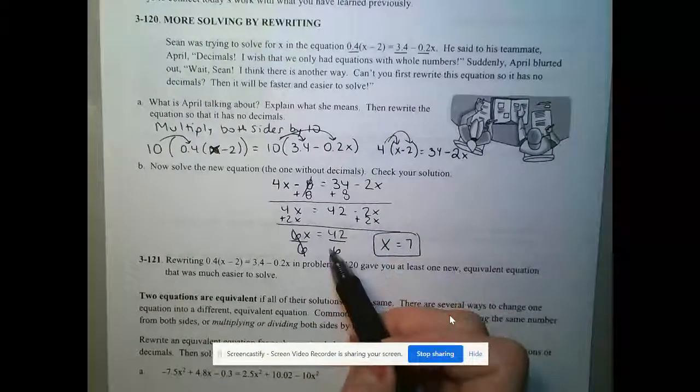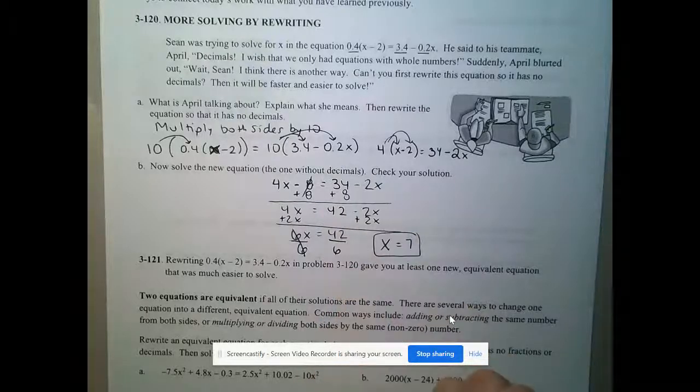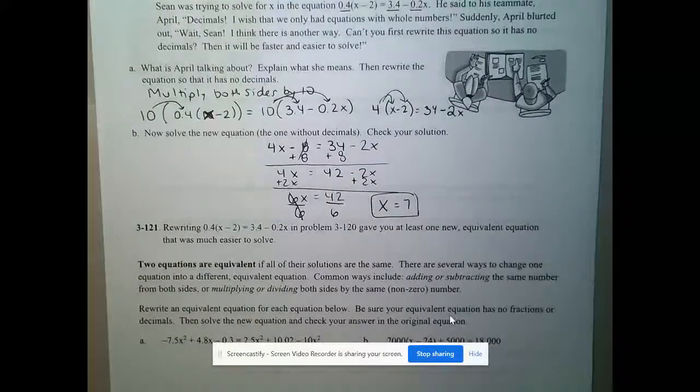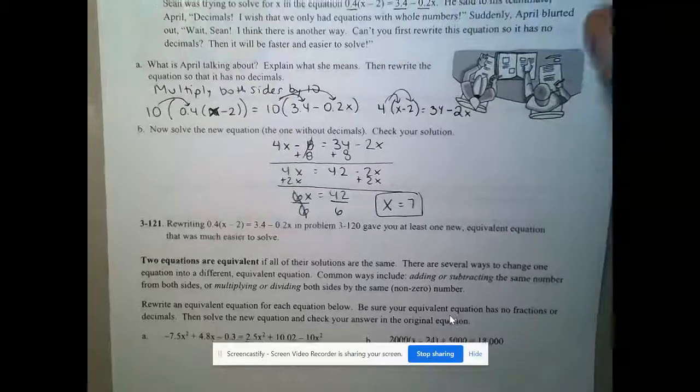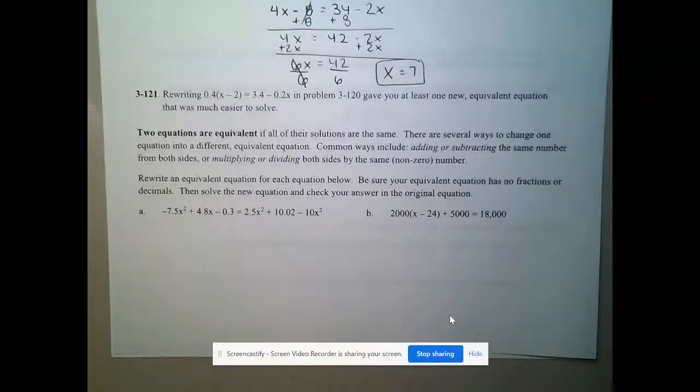The reason this was so much nicer is because I wasn't constantly adding things with decimals, multiplying things with decimals, dividing things with decimals. So rewriting it gave us an equivalent equation that was much easier to solve. Two equations are equivalent if all their solutions are the same. There are several ways to change one equation into a different equation or equivalent equation. Common ways include adding or subtracting the same number from both sides, which we've been doing for a couple years now, multiplying or dividing both sides by the same non-zero number, which we've been doing for a while now.